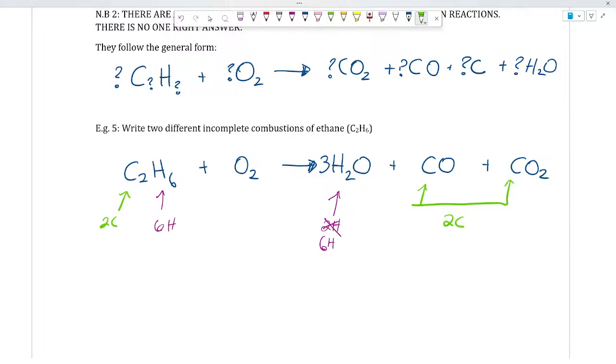Now let's count oxygens. How many do we have over here all together? We have 3 from here, and then 4, 5, 6. Right? How many do I have here right now? 2. How can I remedy that? Put a 3 in front, and that would give us 6 oxygens.